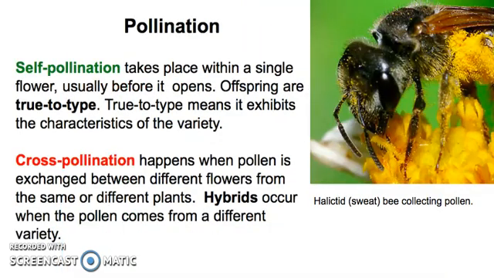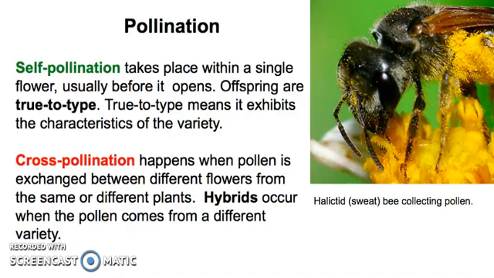Okay, pollination. There's a couple of different things we need to know about pollination. One is that some plants are self-pollinating. That takes place within a single flower, usually before the flower is even opened. And the offspring, the seeds and the plants that come out of those self-pollinating plants, are true to type. True to type means it exhibits the characteristics of the variety.